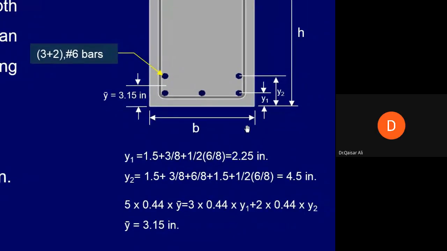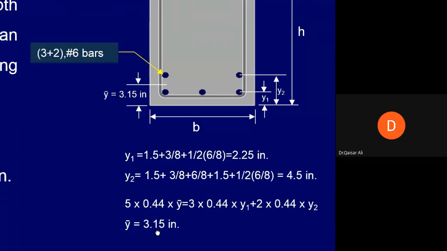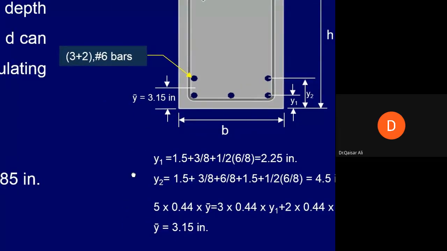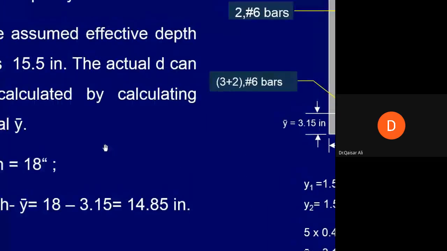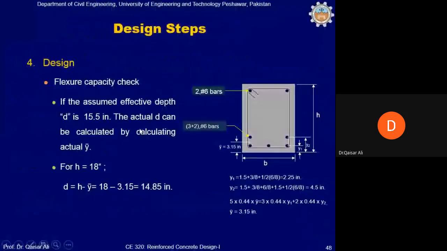So in this manner, y bar can be calculated. Y bar finally from this equation, because y1 and y2 are known to us, comes out to 3.15 inch. Initially, the effective depth assumed was 15.5 inch, but now you can exactly calculate the effective depth after the placement of reinforcement. So this will be h minus y bar. This is 18 minus 3.15, 14.85 inch.